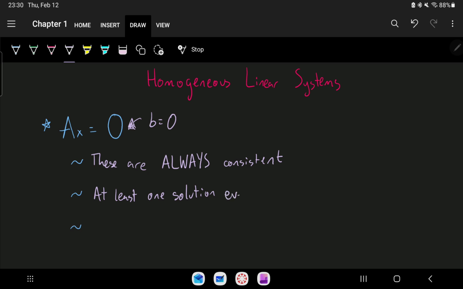Every time. And how do we know this? Well, A times 0 is 0, right? That is a solution. This is always true. And this is what's called the trivial solution. Little buzzword for you. It'll come back up later.